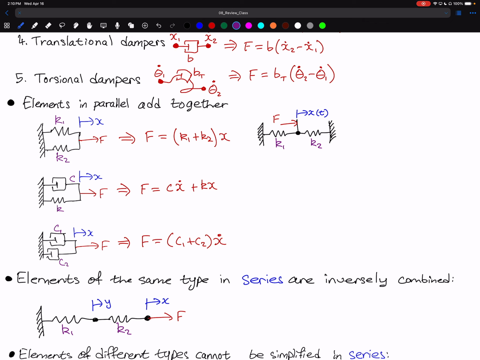Same thing if we were to put a spring on one side and a damper on the other. Oh, I'm sorry. Let me add a little expansion to this. This is true provided that there is a mass in between the two. Something like that.